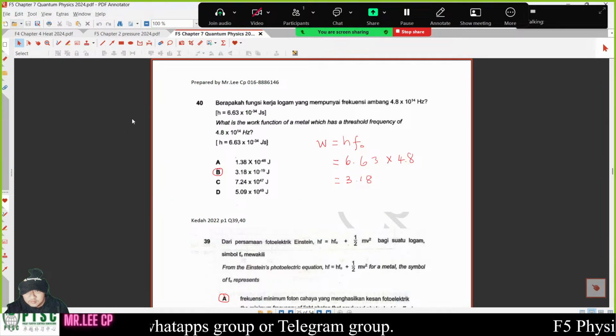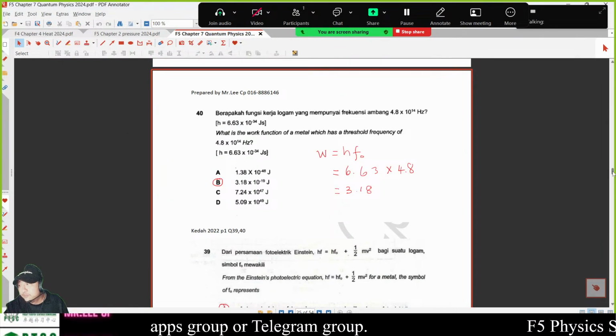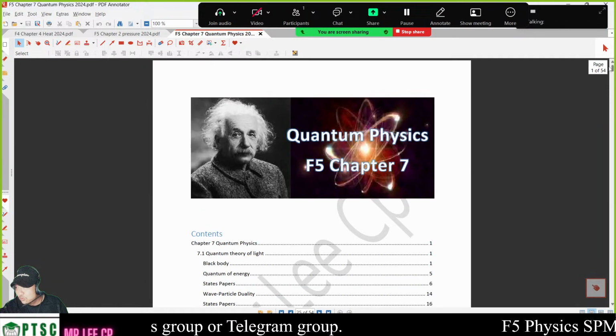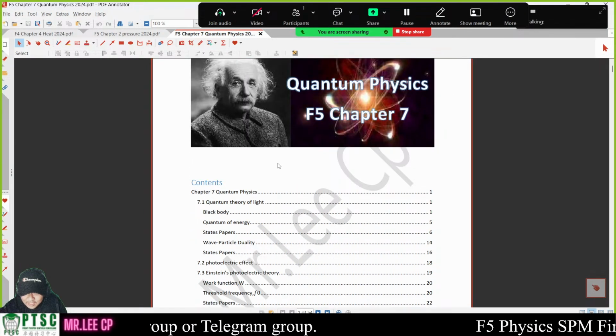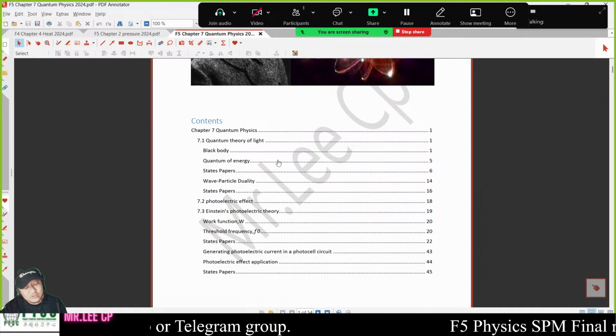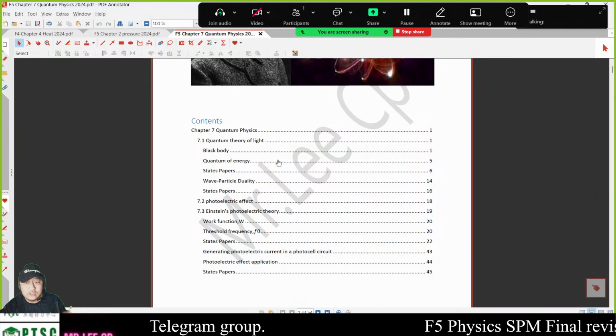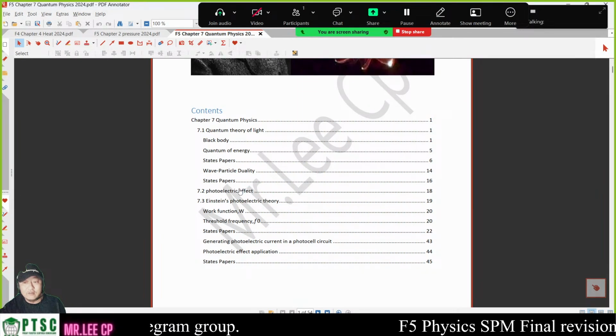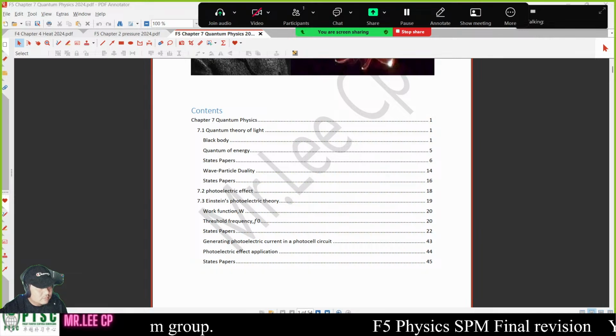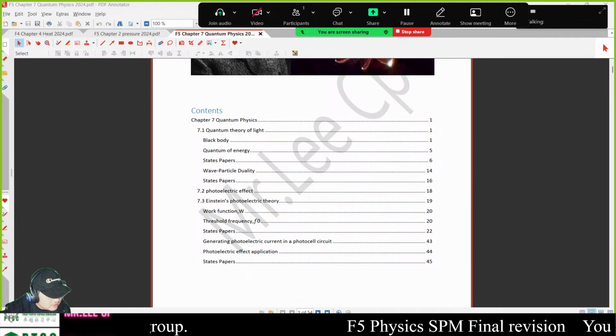Quantum physics calculation. You want me to do a bit of this one? I don't think this one will come out in essay, but structural can come out. Normally when structural questions come out, it is not that hard. So you want me to do revision? Wait, let me see which part.